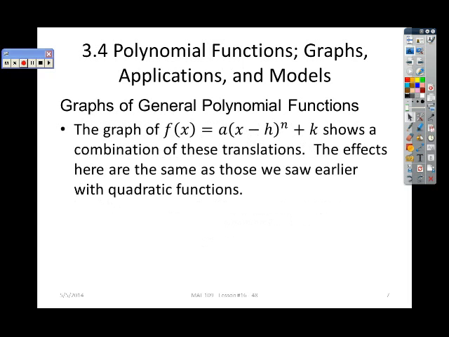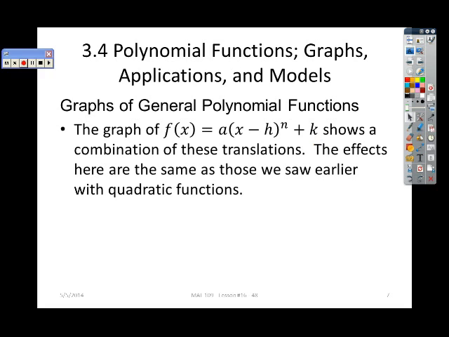If we put all those together, depending on what this exponent is, it'll either be an S shape or a U shape. If this is odd, it'll be an S shape. If it's even, it's a U shape. This will either reflect it up or down. This is going to move it to the right that many units. This will move it up that many units. So we can start with a basic shape and do all those things to it.